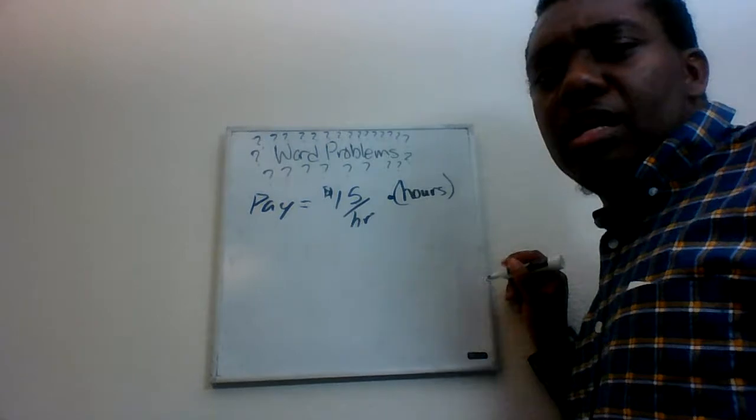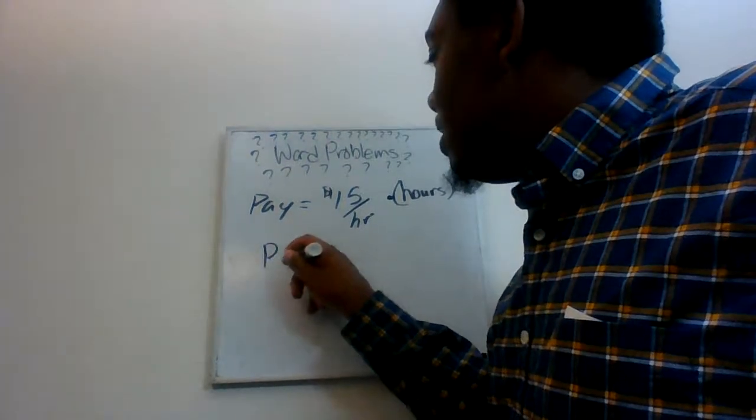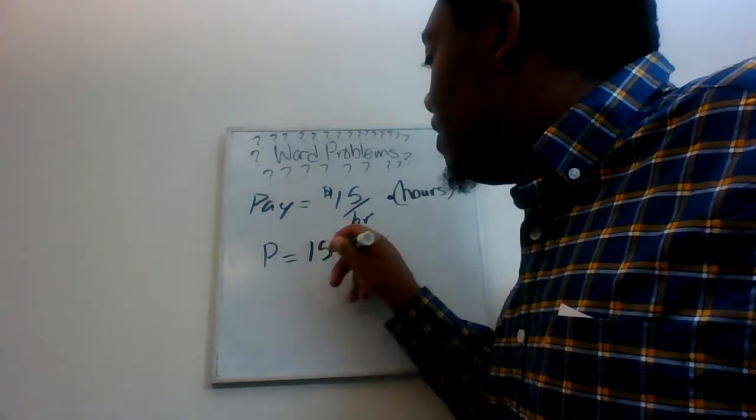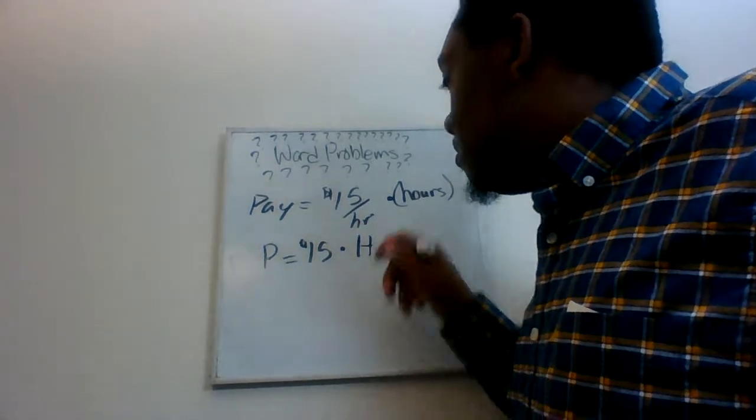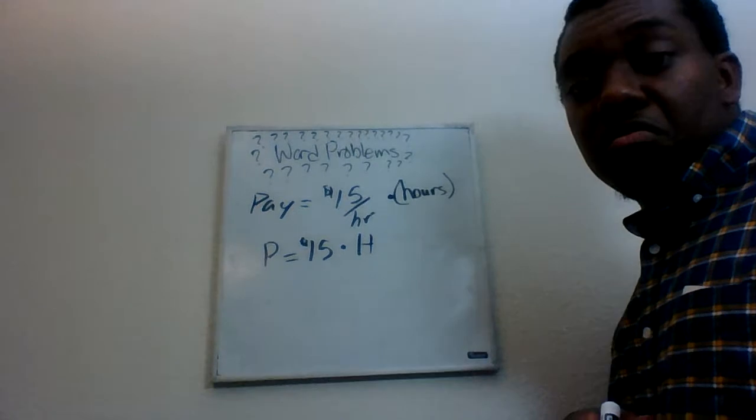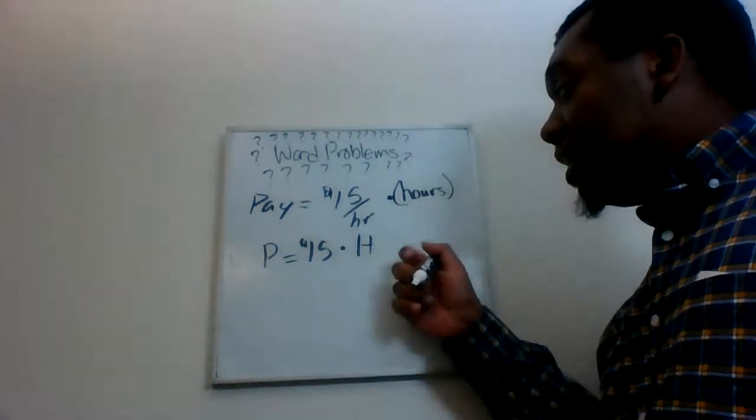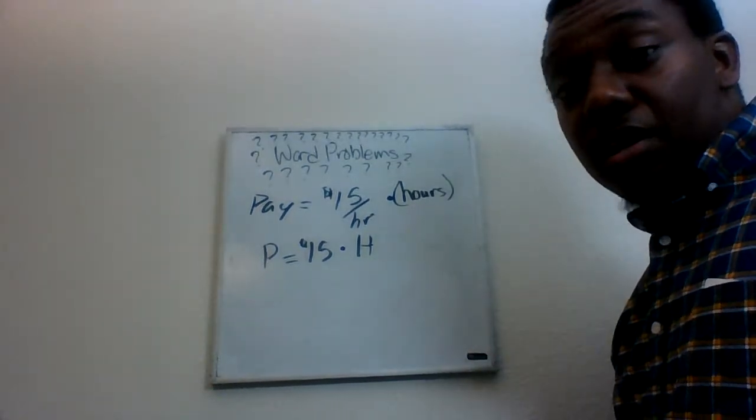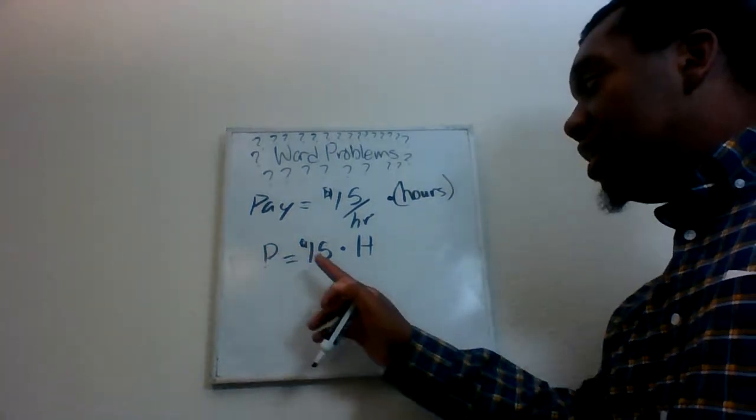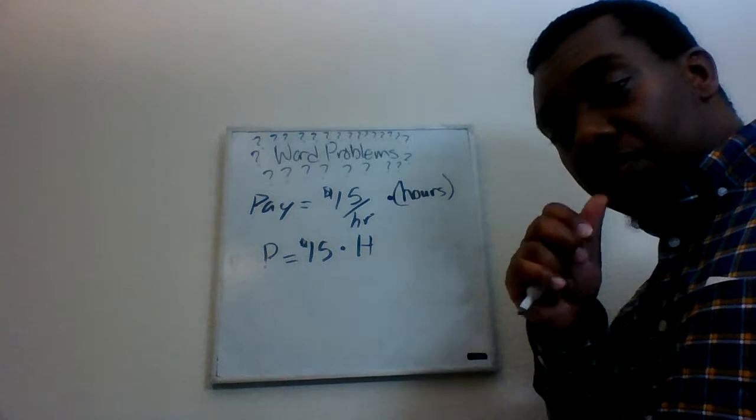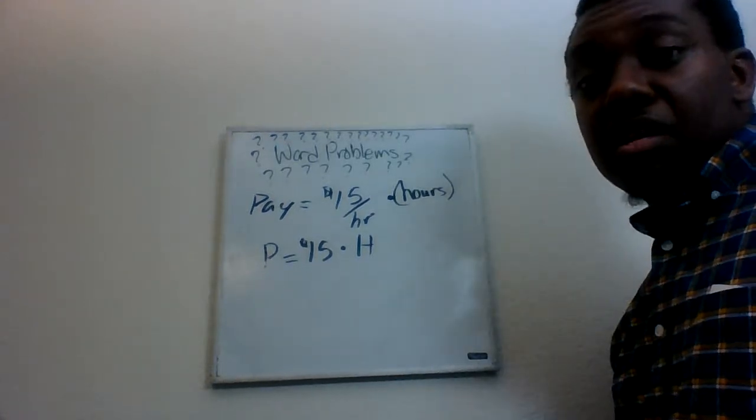Okay, can we shorten the way that looks a little bit? Sure. Let's do P equals 15 times H, or 15H. Either way, I have now created a formula, an equation, that I can use to find out how much I'm going to get paid making $15 an hour. Okay, that's a pretty good one.